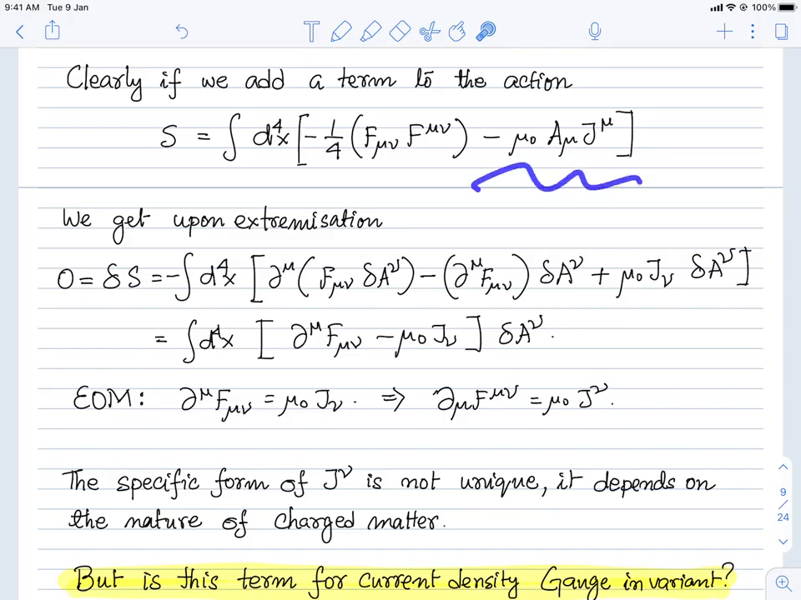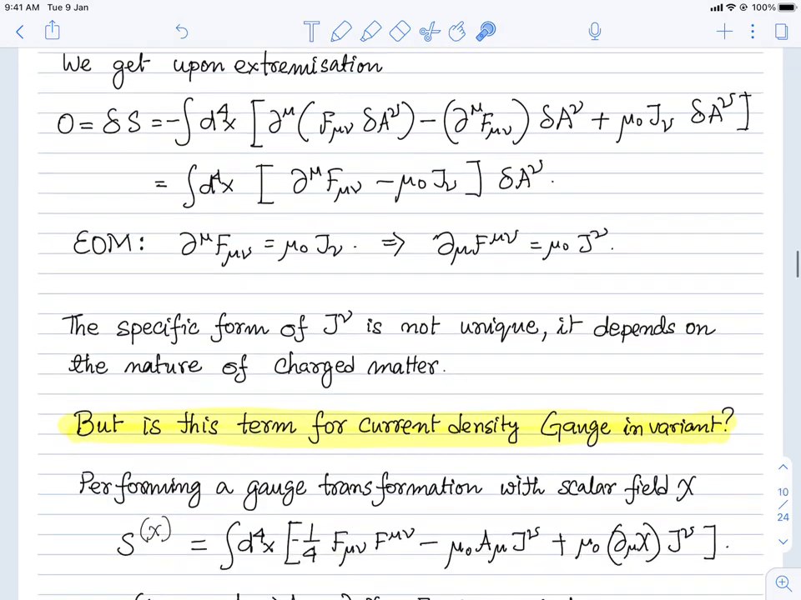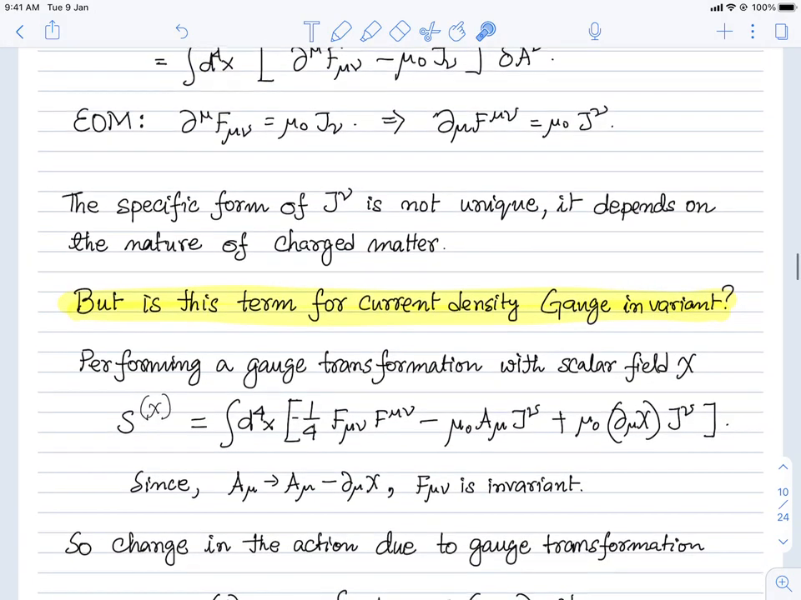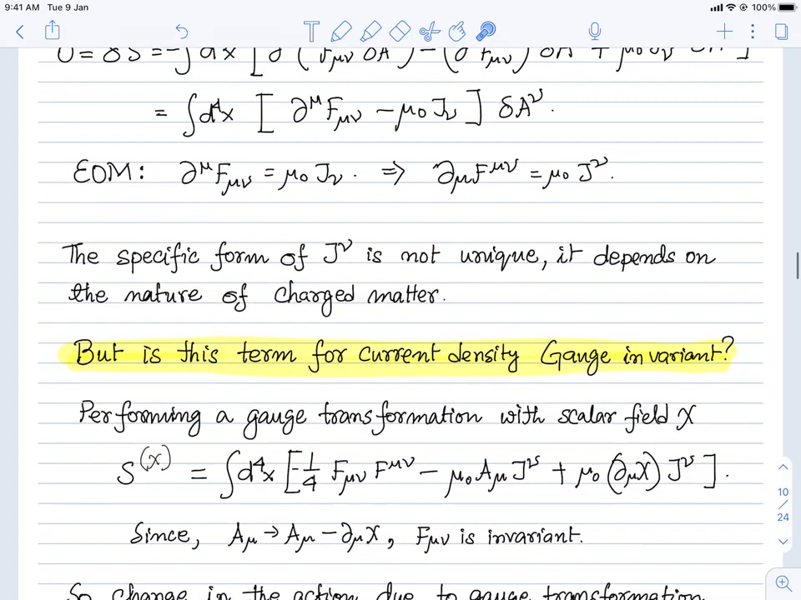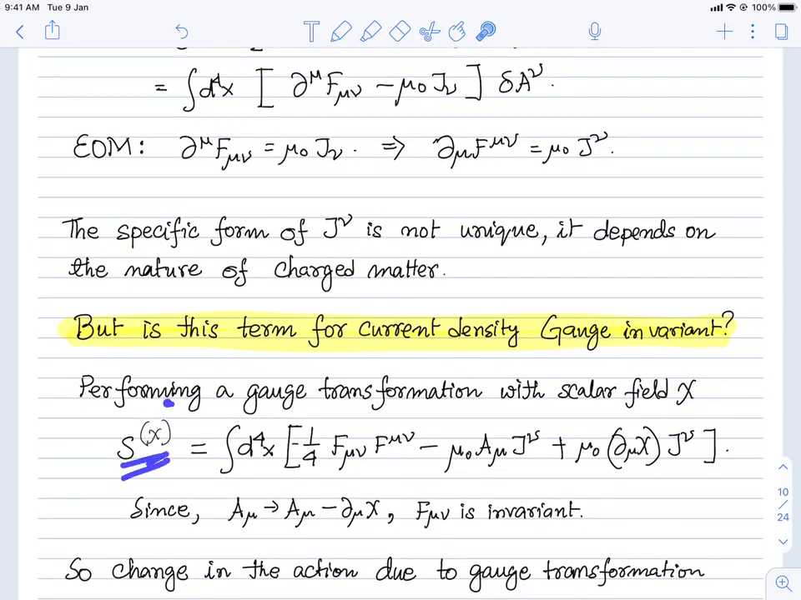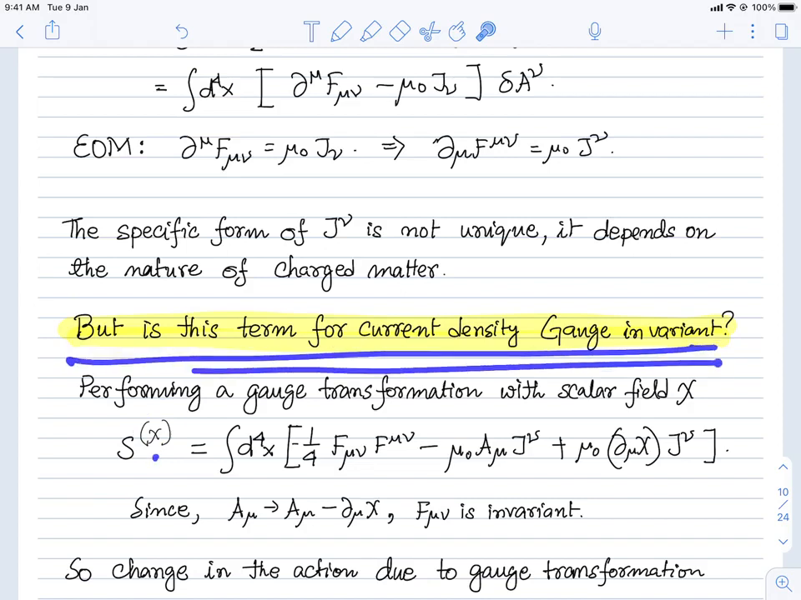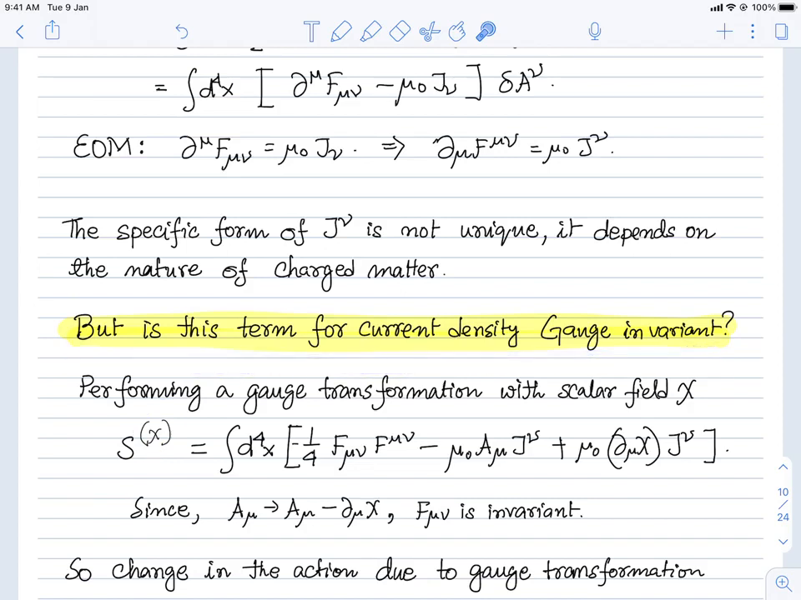So what is going on here? But it gives the right equations, right? It gives the right equation. So there must be something going on. Let's see what is going on. If I take this Lagrangian and do a transformation, I have made a gauge transformation. So this is the question: is this Lagrangian density, with this additional term, gauge invariant or not?